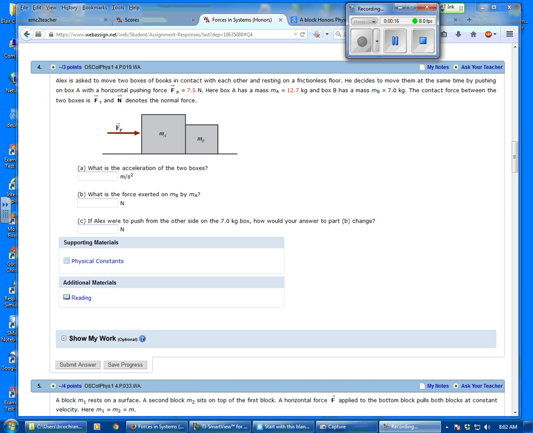Alright, so you've got these two forces, these two boxes, pushing on them. So do we have friction? Frictionless floor, so no friction. And we're pushing on. Since we're pushing them and we don't have friction, does it make sense that the boxes are going to be accelerating? Yeah.